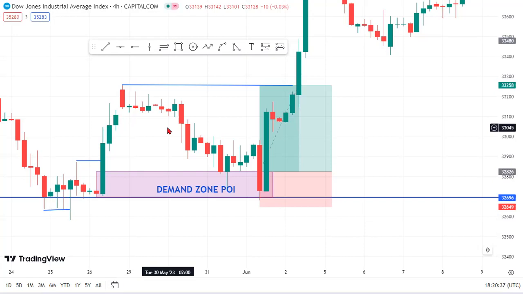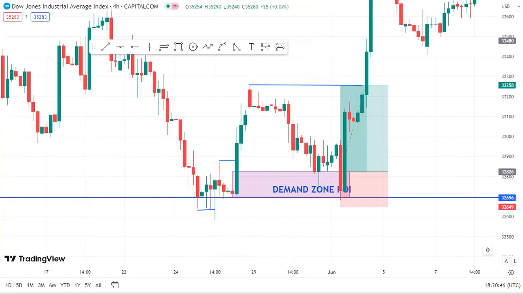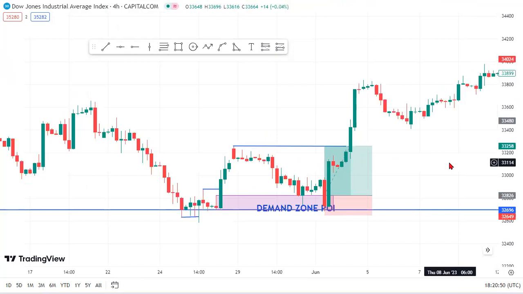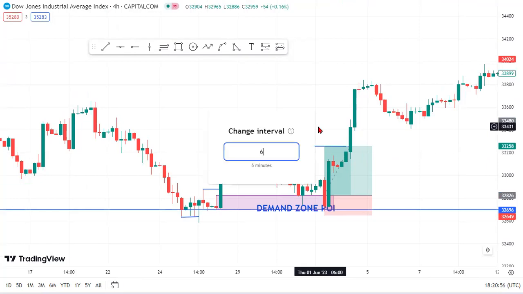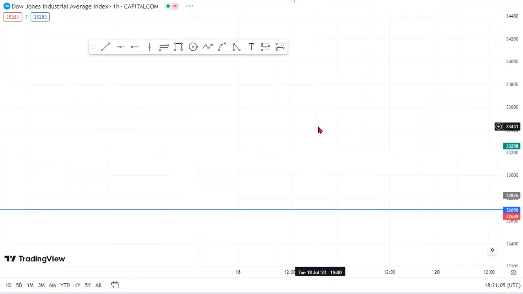You can use different things you want in the market. So let's move to a 1 hour time frame so that we can get our entry. We can modify our zone so that we can get a specific entry we want. Okay.